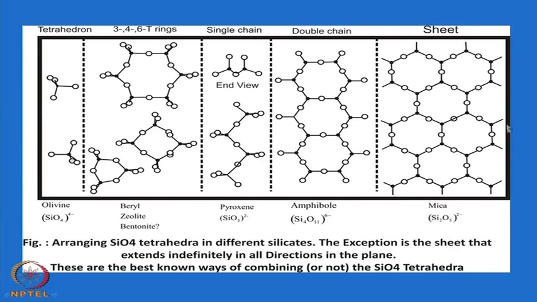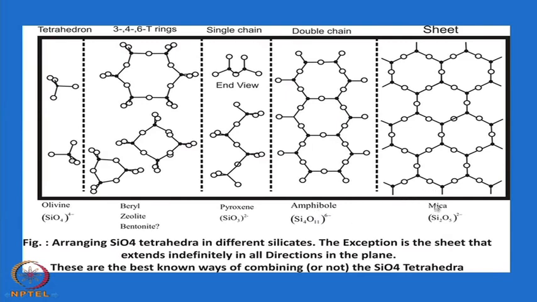The only new thing here is mica. This is the sheet structure. Okay. These are single tetrahedra, then 3, 4, 6 rings, tetrahedral rings. 4 rings we did not discuss, but here a 4 ring is also possible. 6 rings we have discussed. So, there are different kinds of rings. Then you have single chain. This is one view of that, and this is the other view. Then you have double chain. Okay. That also we have discussed.